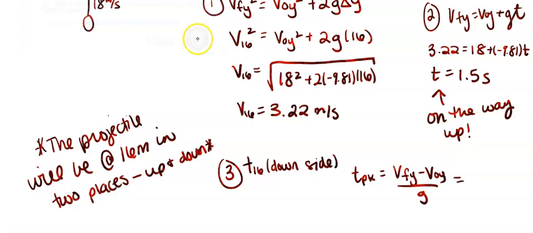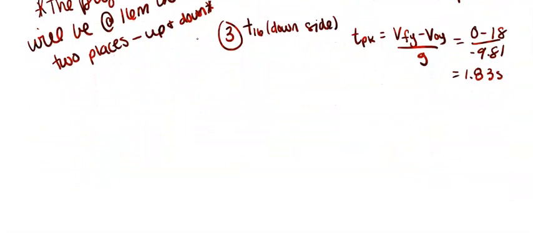So I'm going to find the time to the peak, and that's going to be v final y minus v initial y divided by gravity. V final is 0, v initial was 18, so I'm going to do negative 18 divided by negative 9.81. That's going to give us our value for the time it took to reach that point. So it took 1.83 seconds to reach that peak.